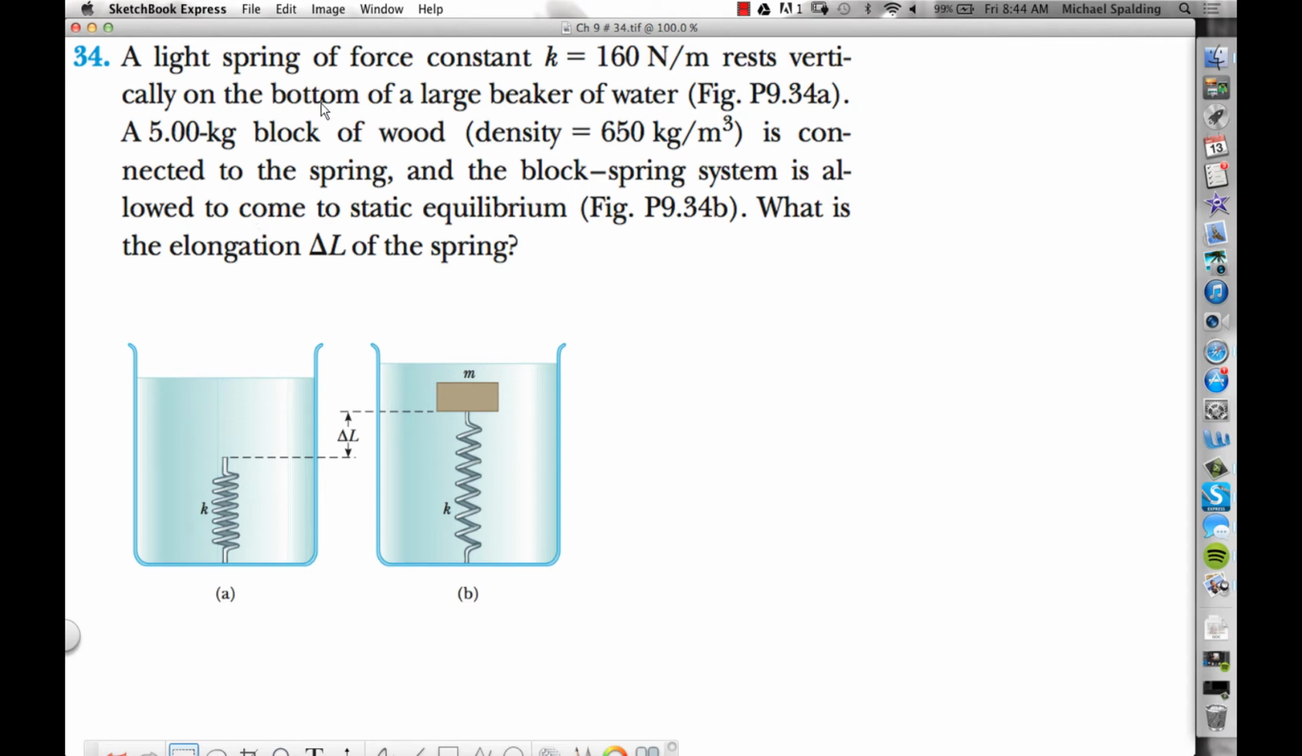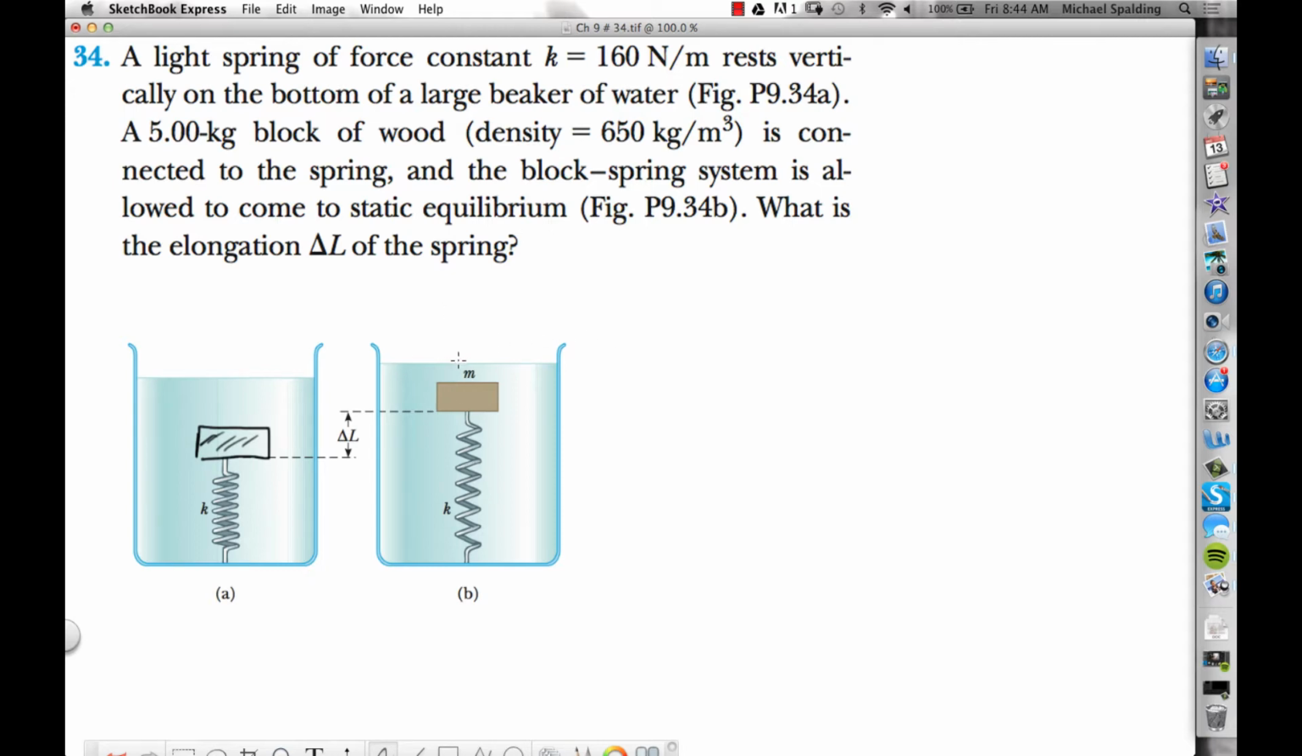So we got a spring. We got a spring attached to the bottom of this beaker, and then this piece of wood gets attached to the spring. And what does the wood want to do? Float. It's going to pull the spring up. Okay, so the piece of wood, because there's a buoyant force on it, gets pulled up by the buoyant force, and it's simultaneously being pulled down by two things.